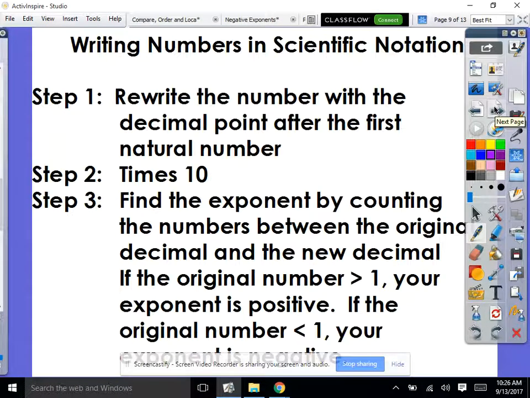All right, if we want to write numbers in scientific notation, step 1, we rewrite the number with a decimal point after the first natural number. Step 2 is always times 10. That's the easy step. And then step 3, we find the exponent by counting the numbers between the original decimal and the new decimal. Then, to determine if our exponent is positive or negative, we look at the original number. If the original number is greater than 1, the exponent is positive. If the original number is less than 1, the exponent is negative.